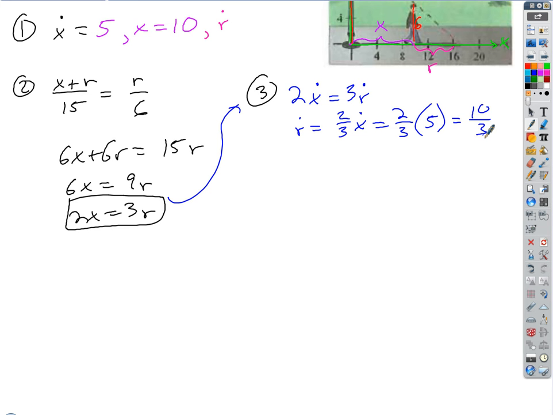In standard units, whatever our units are. Okay, so there's our step. We just kind of lumped it in there, but there's step 4. We just plugged and chugged, right?